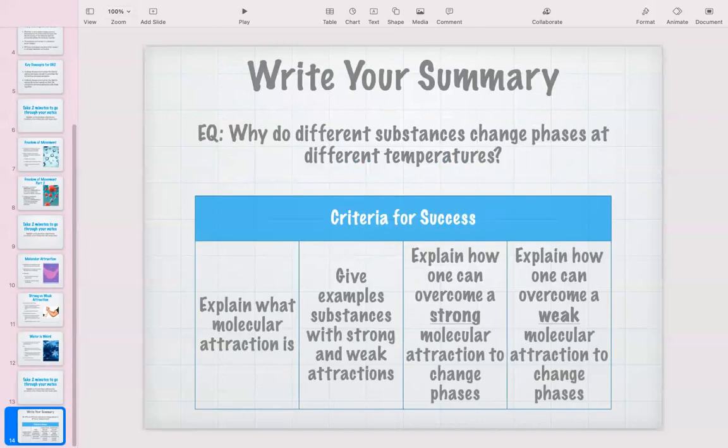So for your summary, your EQ, why do different substances change phases at different temperatures? To answer that correctly, you need to have these 4 parts of your criteria for success. You need to explain what molecular attraction is. You then need to give examples of substances with strong and weak attractions. You need to explain how one can overcome a strong molecular attraction to change phases. And then you need to explain how one can overcome a weak molecular attraction to change phases. So if you cover these 4 topics and explain them thoroughly with some detail, you will certainly answer the EQ, why do different substances change phases at different temperatures?